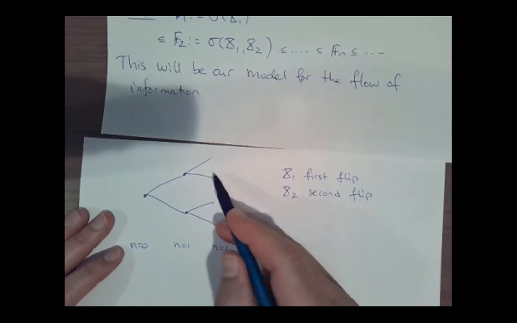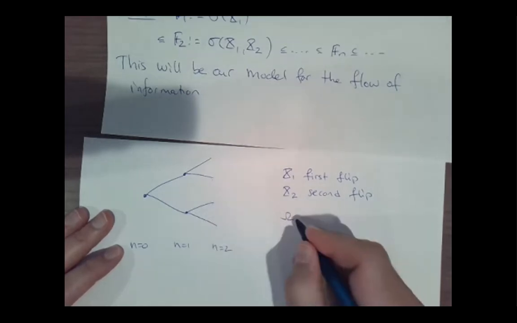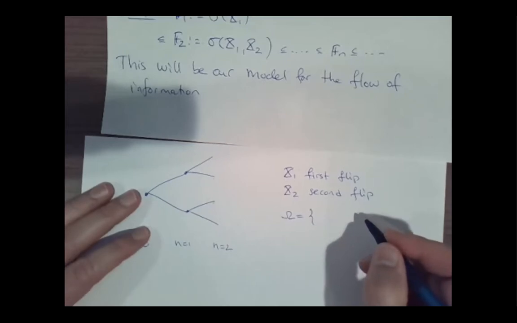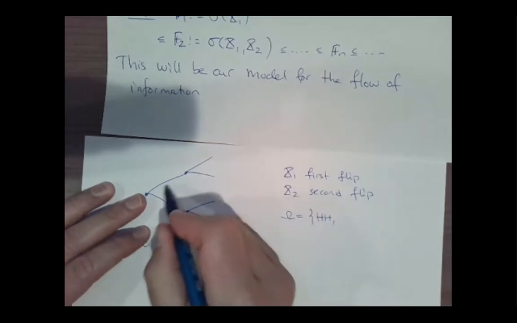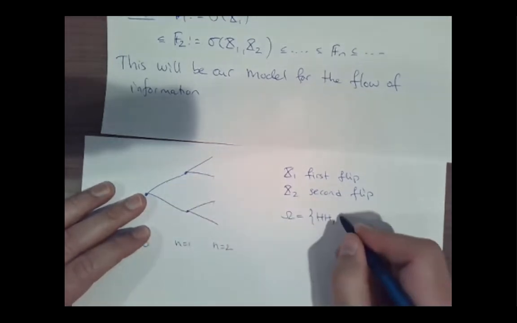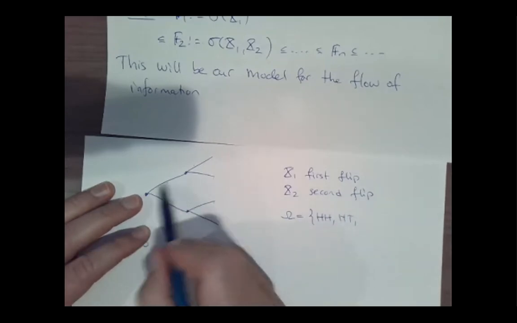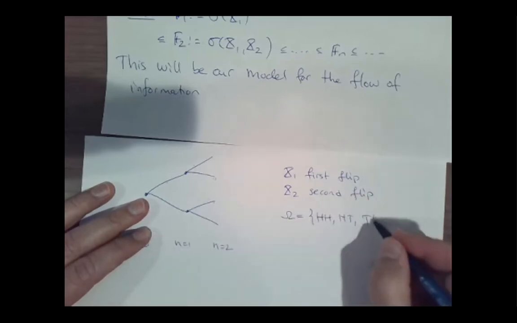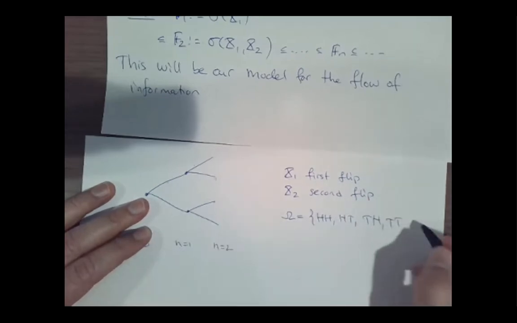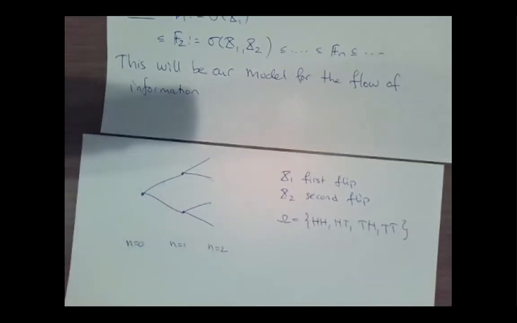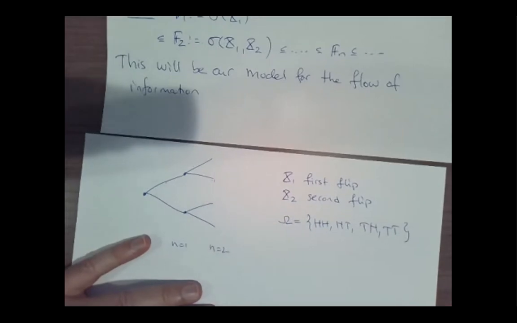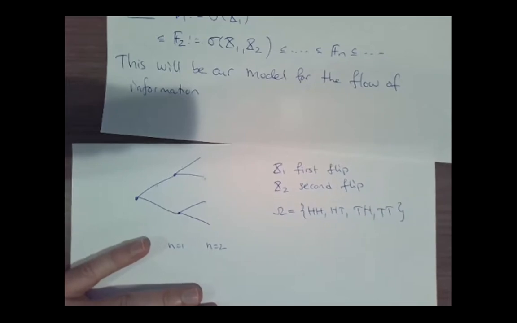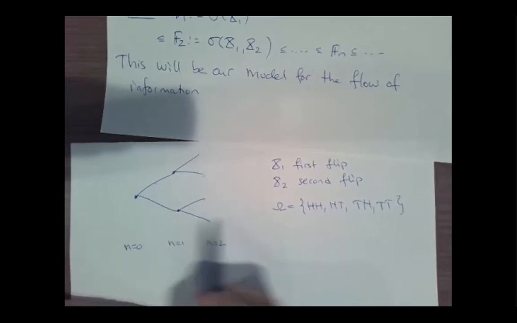So I have 4 elements in my omega. Omega is equal to {heads, heads}, {heads, tails}, {tails, heads}, {tails, tails}. Okay. Are we all good so far? This is the 2-period binomial model.